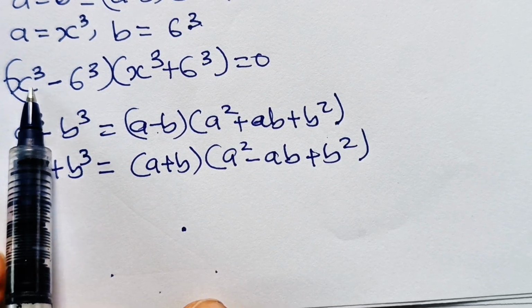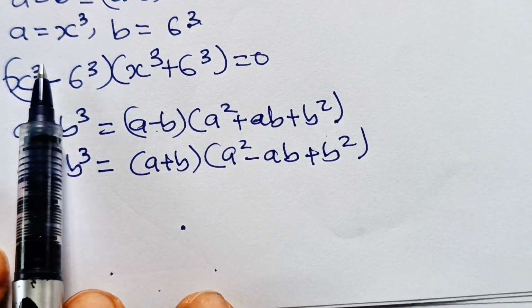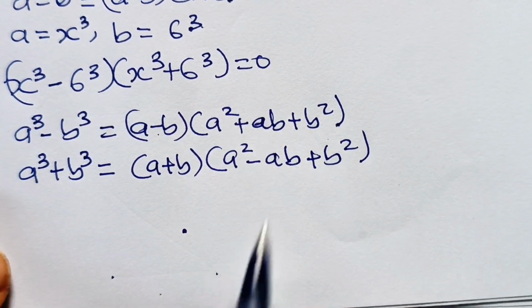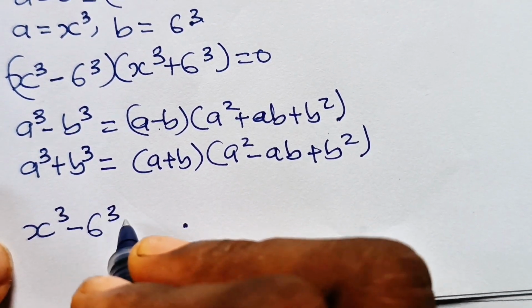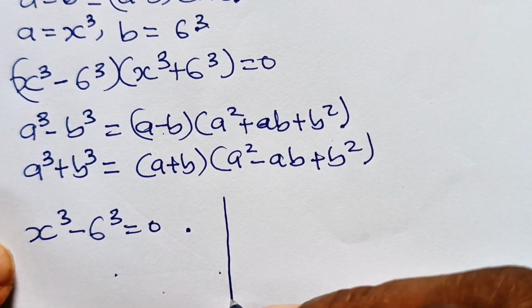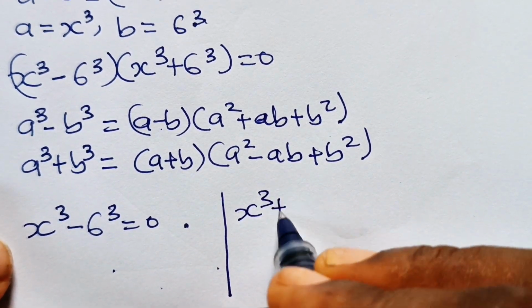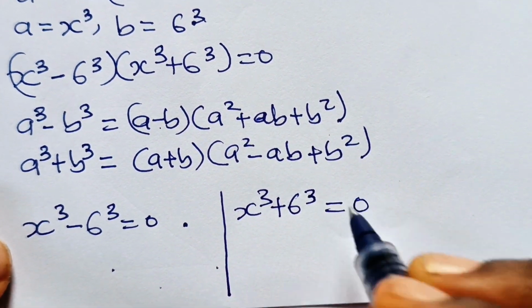So from here, you can see that either x^3 minus 6^3 is equal to 0, or x^3 plus 6^3 is equal to 0.